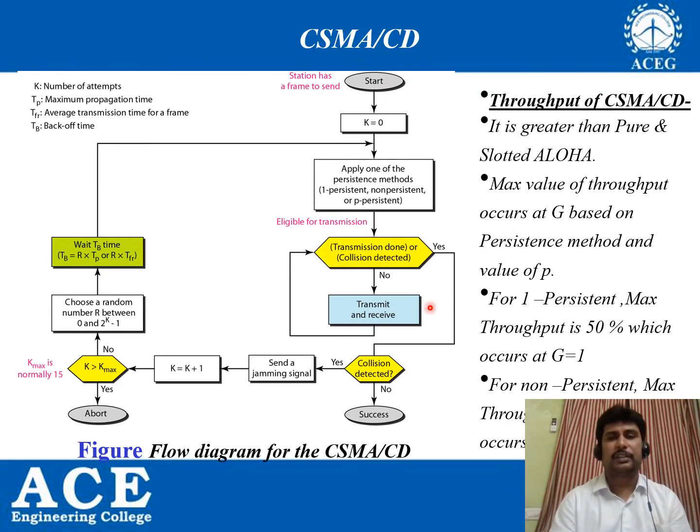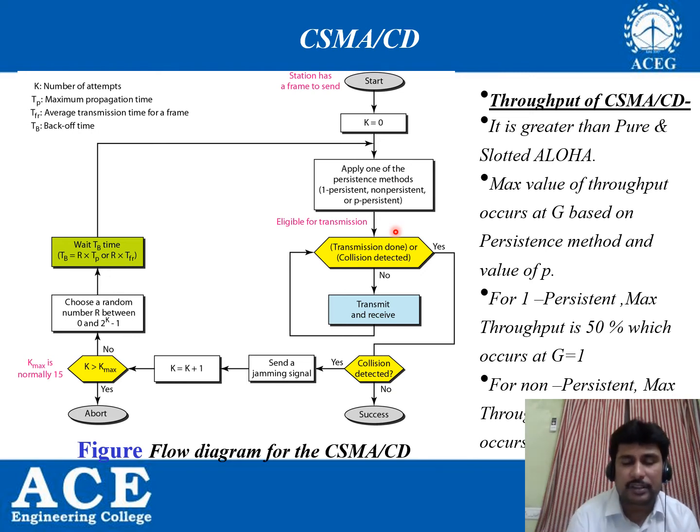Now let us look at the flowchart of implementation of carrier sense multiple access with collision detection. So we'll start our transmission. Our initial attempt is k equal to 0, and we apply one of the three persistent methods which we discussed. Namely, what are they? Single persistent, non-persistent, or p-persistent. By applying one of the techniques, we sense the channel, and once the channel is free, we implement the transmission.